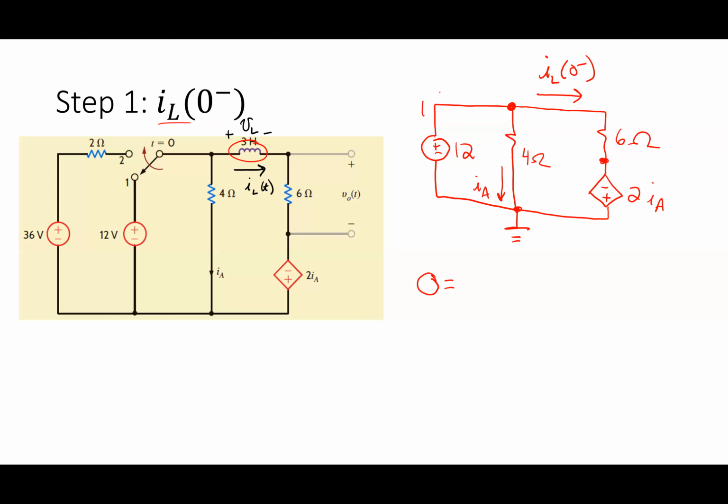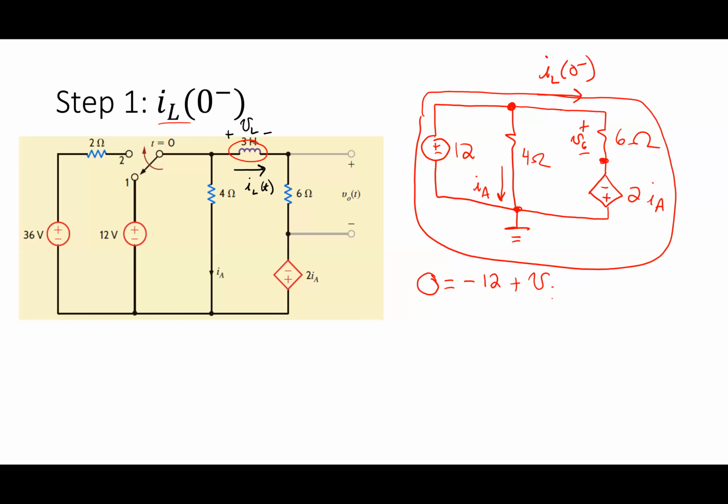So if I do a KVL around the outer loop here, what do I got to do? How would I write that? Negative 12. And then I go through the 6 ohm resistor. What I like to do is say it goes plus to minus like that. I'm going to call it V6. So I'm going to go plus V6.